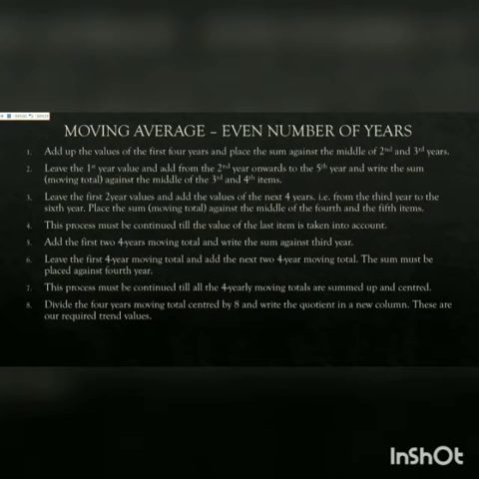Step 5. Add the first 2 years moving total and write the sum against the third year. Step 6. Leave the first 4 year moving total and add the next 4 year moving total. The sum must be placed against the fourth year. Step 7. This process must be continued till all the 4 yearly moving totals are summed up and centered. Step 8. Divide the 4 years moving total centered by 8 and write the quotient in a new column. These are our required trend values.